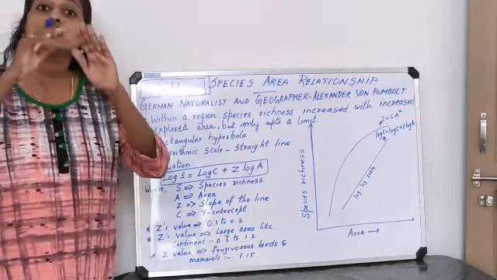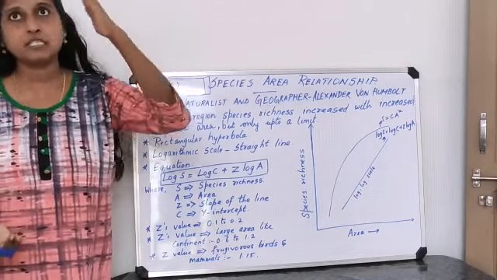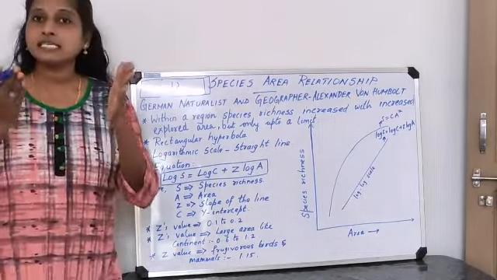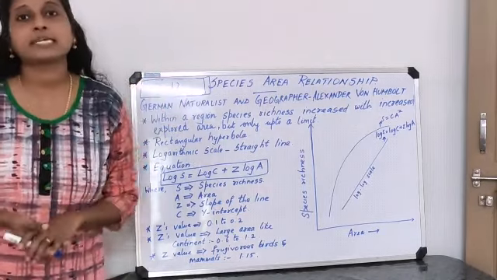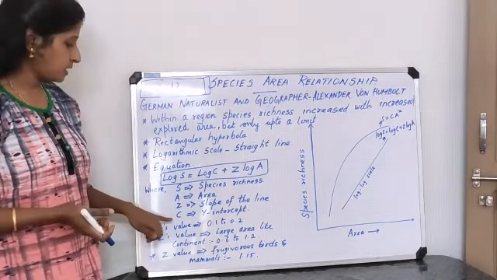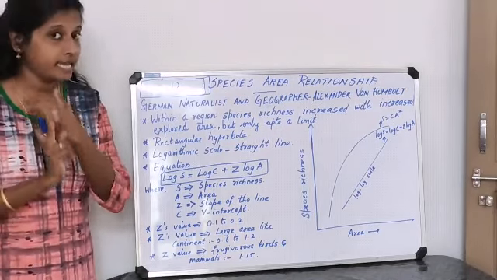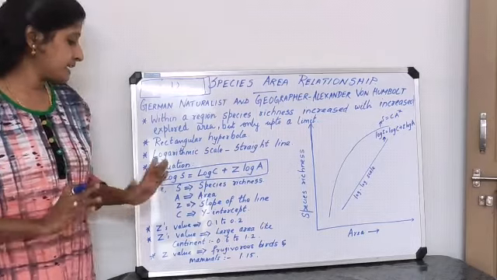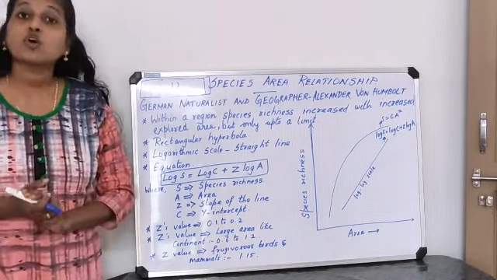What is Z? Z is the slope of the line. How steep it is, how bent it is. Slope of the line. And what is C? C is the y-intercept, the point where the curve intersects the y axis. So S is species richness, A is area, Z is the slope of the line, and C is the y-intercept.